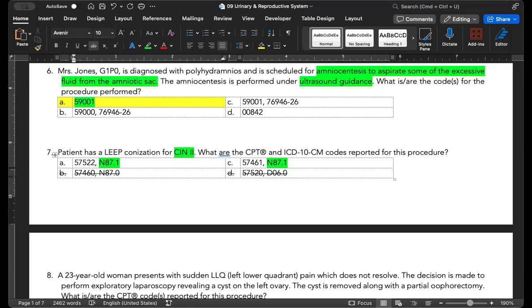Everybody thinks it should be 57461 for the colposcopy. Did we have any indication that we did a colposcopy in this scenario? No, it should be A.